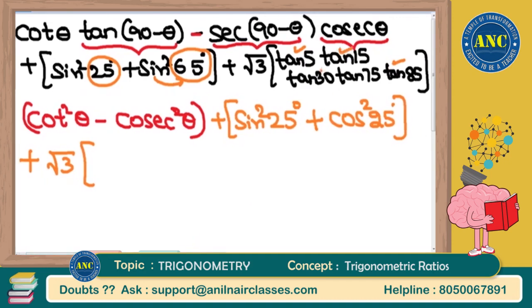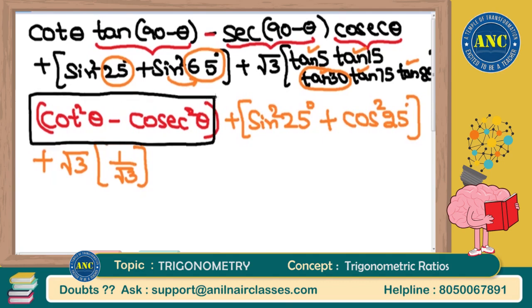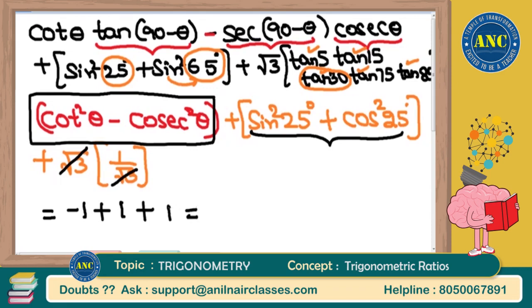Cos square 25 plus the last terms are root 3 times tan 5 and tan 85, the product is 1. Tan 15 and tan 75, the product is 1. Tan 30 is the only thing left out. Tan 30 value is 1 by root 3. Now if I simplify further, we know that 1 plus cot square theta is cosecant square theta. So cot square theta minus cosecant square theta is minus 1, right? The value is minus 1 plus sine square theta plus cos square theta, which is 1, plus 1 by root 3 into root 3, which is 1. The final answer is 1, sir.